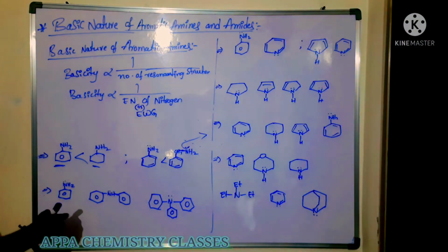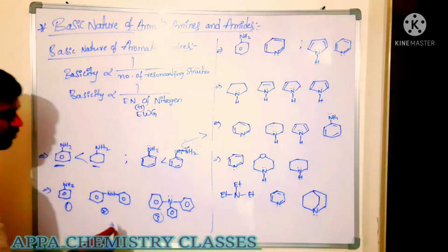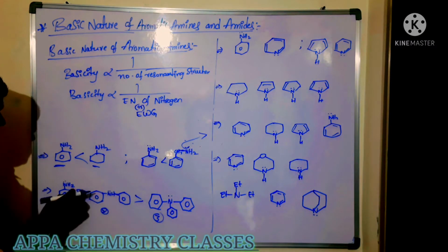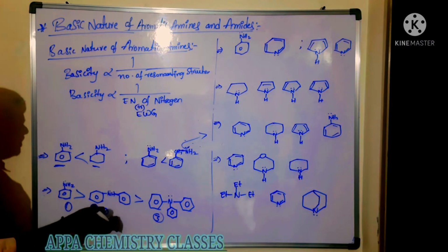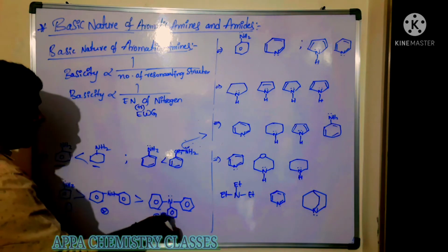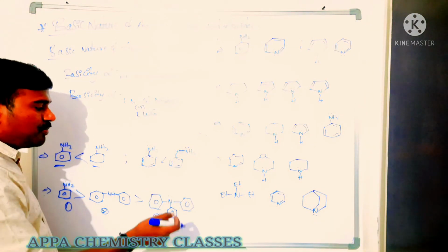Now among these three you can compare here: 1, 2, 3. So which is more basic? This is more basic, and this is less basic. What is the reason here? It will have a smaller number of resonating structures, but this one will have more, further more, because 3 phenyl groups are substituted.